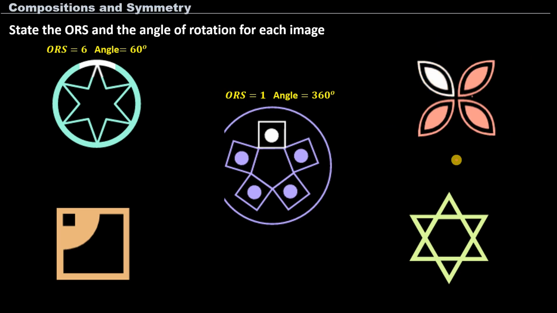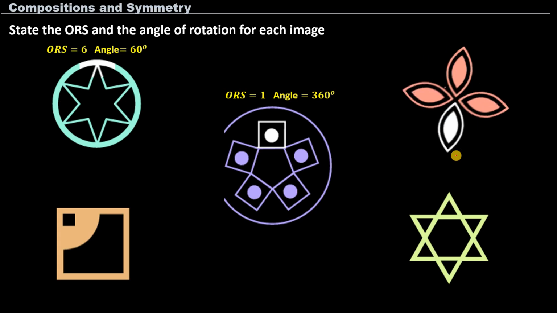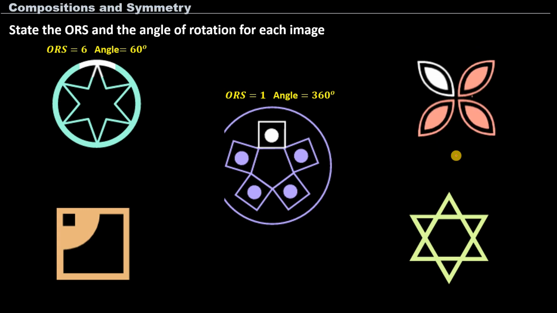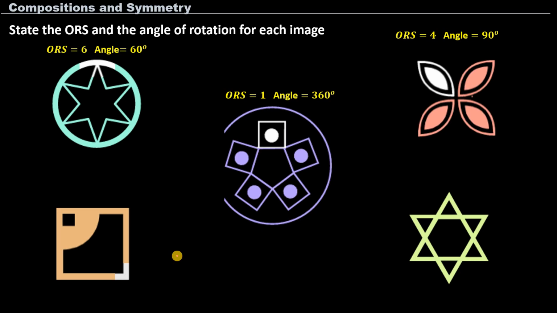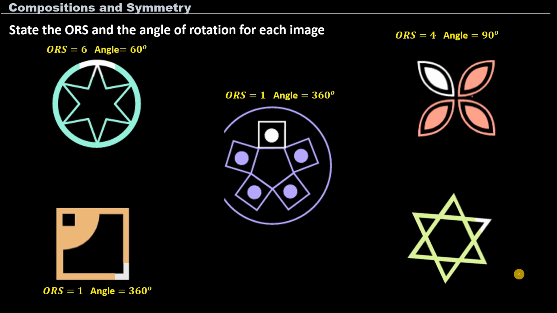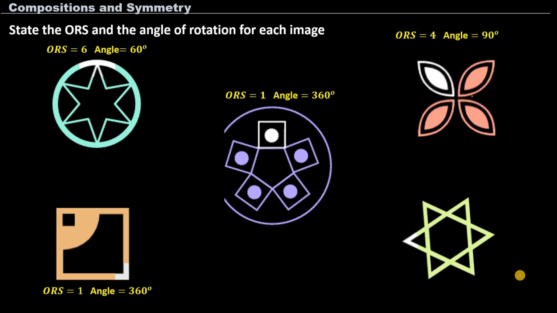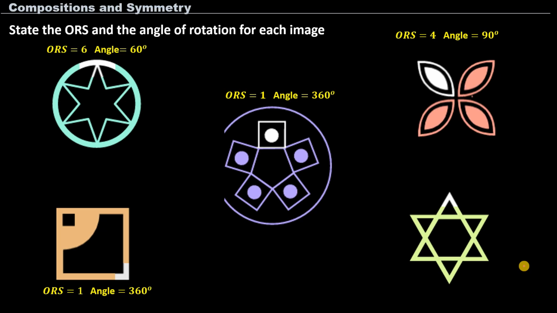Looking at the butterfly shape, we can go once, twice, 3 times, 4 times before we're back. 360 divided by 4 gives us 90 degrees. Looking at the square, we have to go all the way around to be able to get a shape that is similar to the original. So this one is 1, so the angle is 360. And then lastly, looking at the star, we can go once, twice, 3 times, 4 times, 5 times, and 6 times around, giving us 60 degrees as our angle.